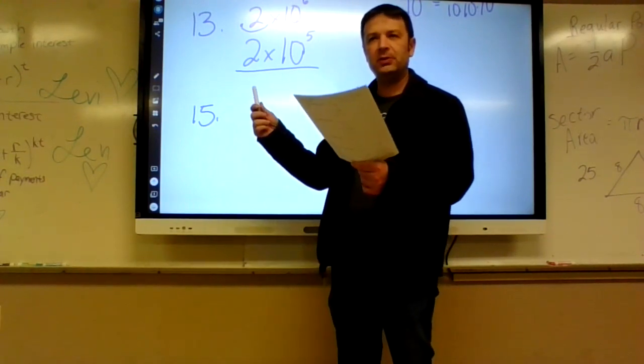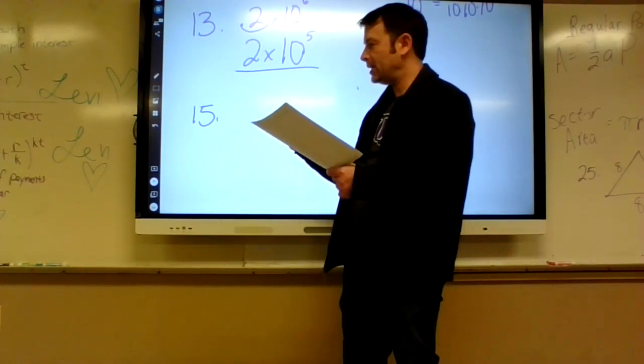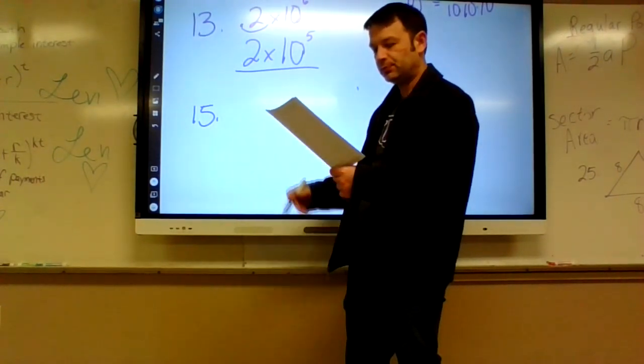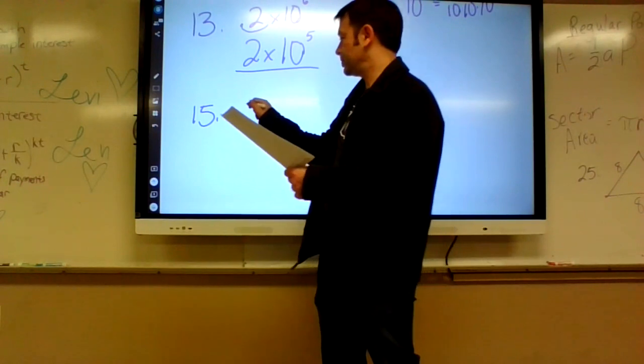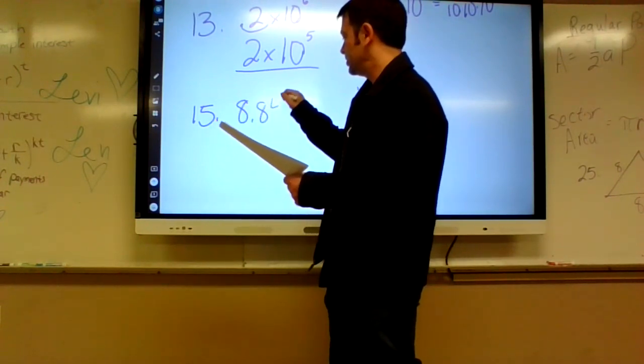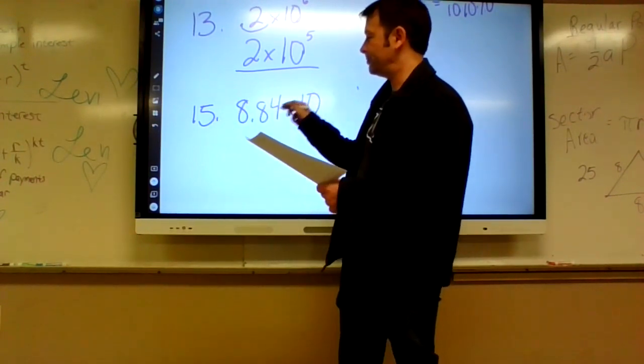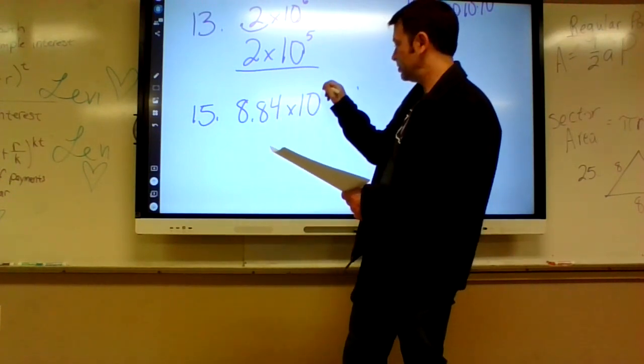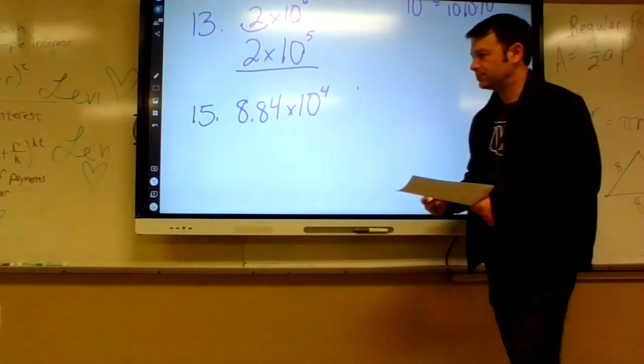So anyways, 15, where are we? Isa. 88.4 is going to turn into 8.84 times. So did we make that number smaller or bigger? Smaller, so this has to get bigger. 4. So 4.